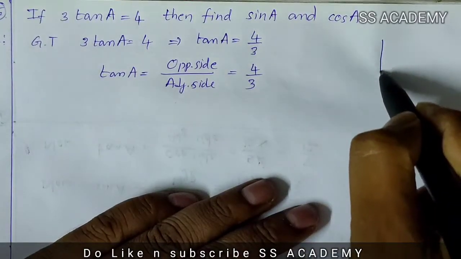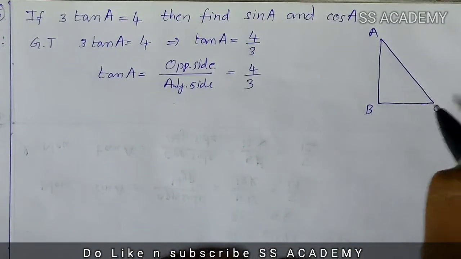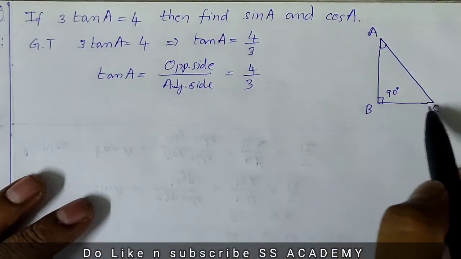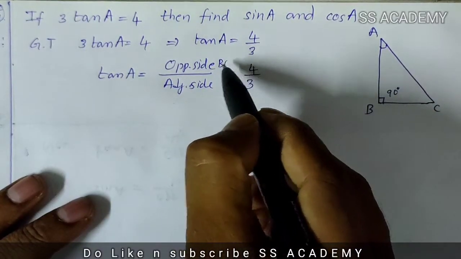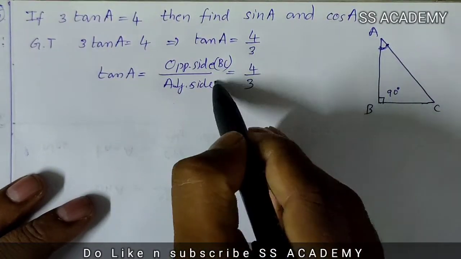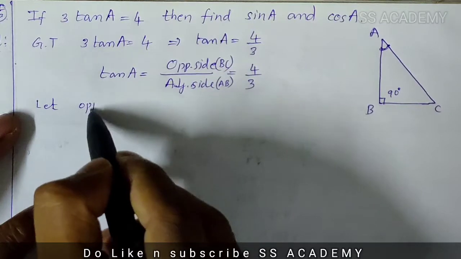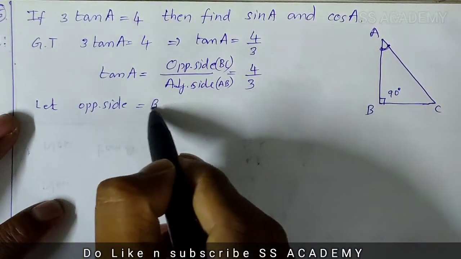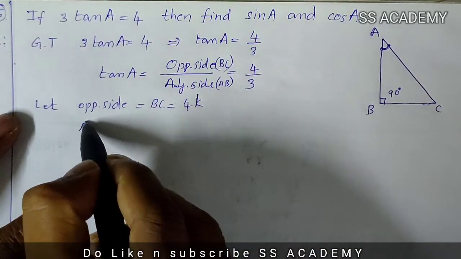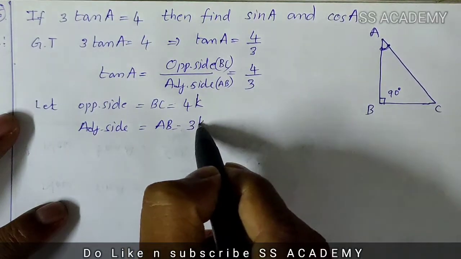So let us draw a right angle triangle like this: A, B and C. So this is angle A. Here the opposite side is BC, and the adjacent side is AB. So let the opposite side BC be 4K, where K is a constant, and let the adjacent side AB be 3K.